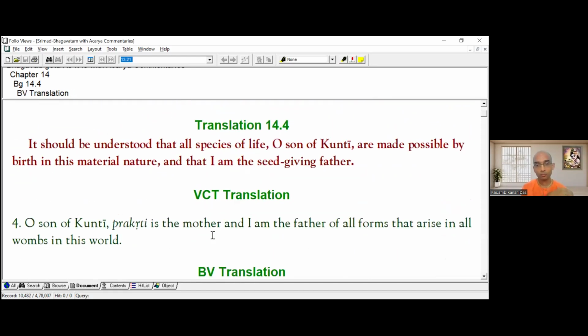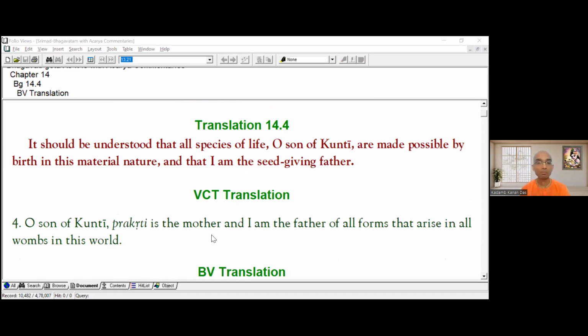It should be understood that all species of life, O son of Kunti, are made possible by birth in this material nature, and I am the seed-giving father. So basically, here again, same thing: Krishna is the seed-giving father. Sarva Yoni Shu Kaunteya. Yoni means species, the different species. It's all species of life.